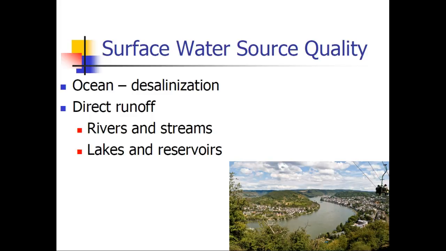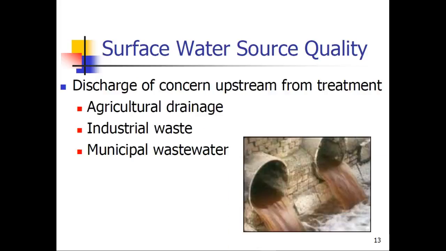So, surface water source quality. Well, we have the oceans, and we certainly are talking a lot about desalination these days. We're starting to see desalination come in more and more because the cost efficiencies are starting to make sense. There's a huge plant being done in Carlsbad. I'm sorry, not a billion gallons a day. I think it's 10 million, I believe. I'll have to double check on that. But anyway, we also have direct runoff, which is rivers and streams, lakes and reservoirs.